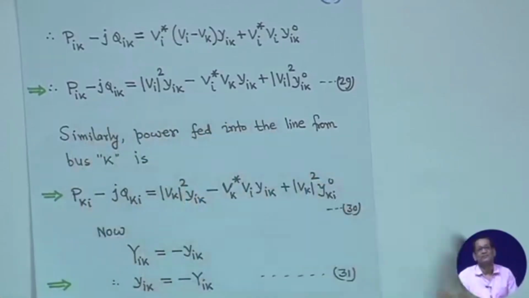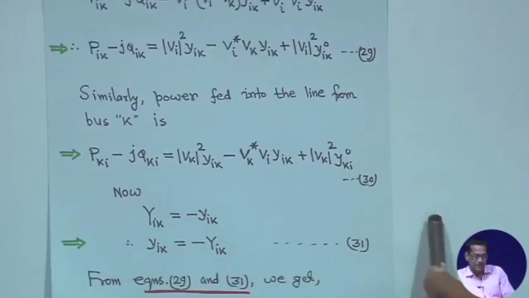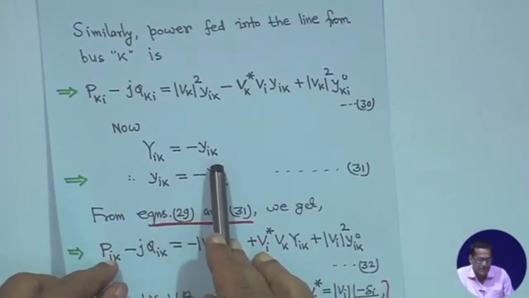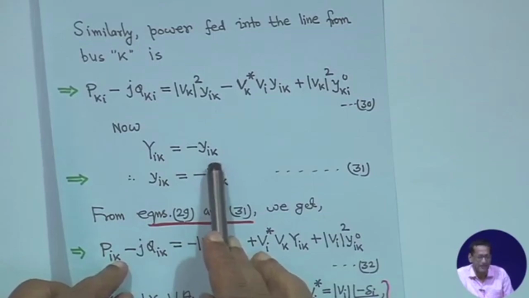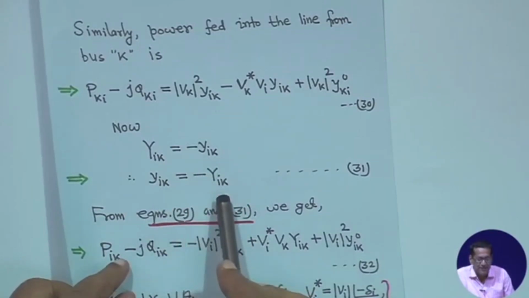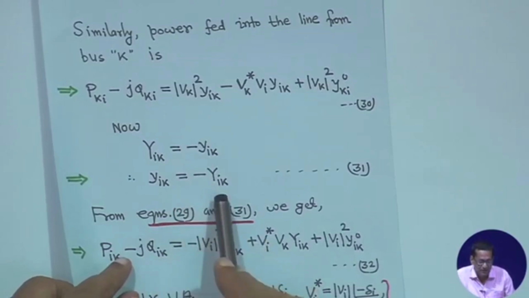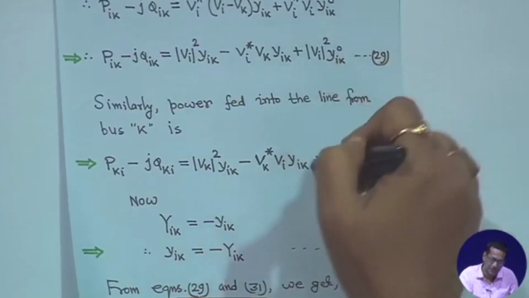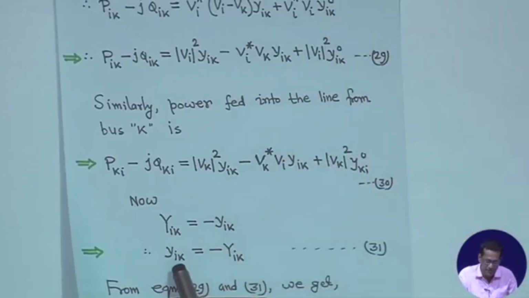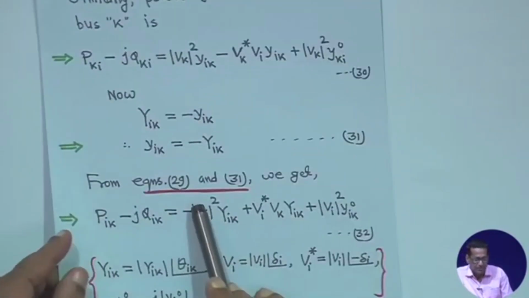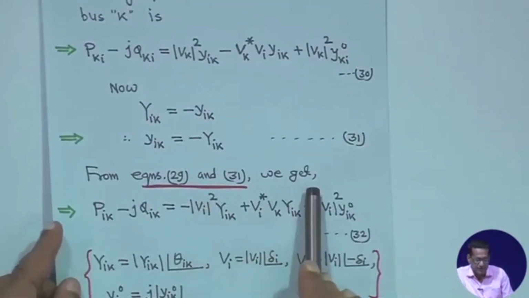Now, capital Y_ik is equal to minus small y_ik, this we have seen earlier also, that means small y_ik is equal to minus capital Y_ik. From here you can write like this. So in these two equations, 29 and 30, you replace small y_ik by minus capital Y_ik. So that is why writing from equations 29 and 31.